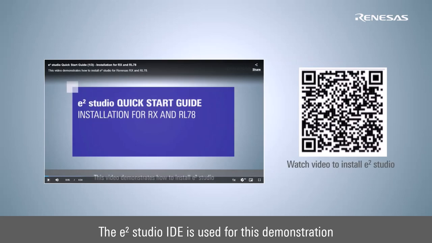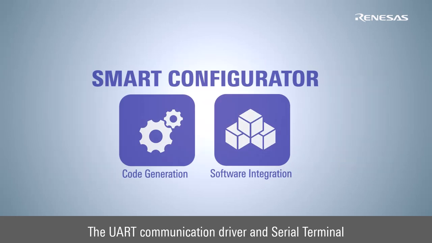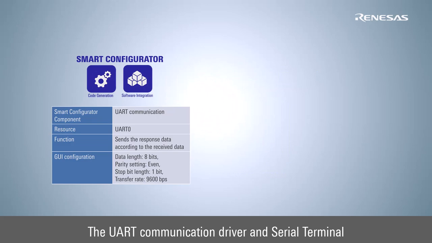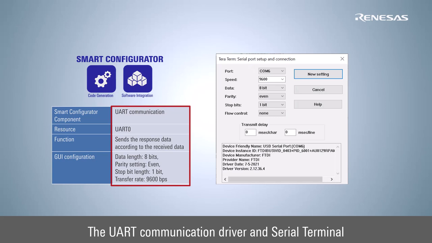We will use the e² studio IDE for this demonstration. You can refer to this video for the installation steps. The RL78 Smart Configurator plugin serves as the development tool, generating UART communication driver code based on your GUI settings. For this demonstration, we will use Tera Term as the serial terminal, which is available from GitHub. The terminal settings should match the Smart Configurator's UART GUI configuration.